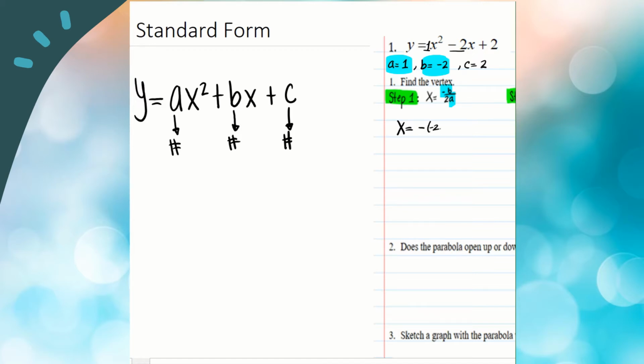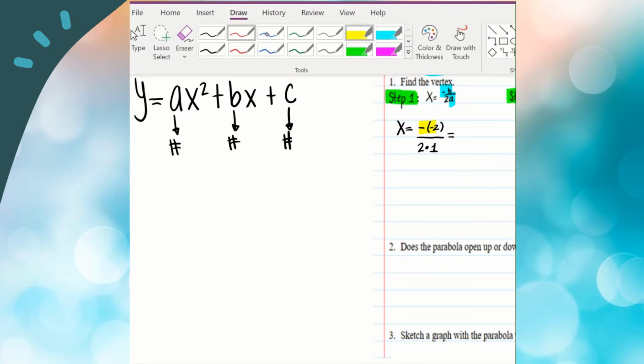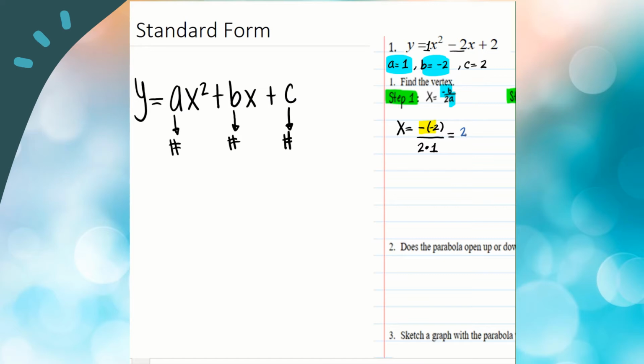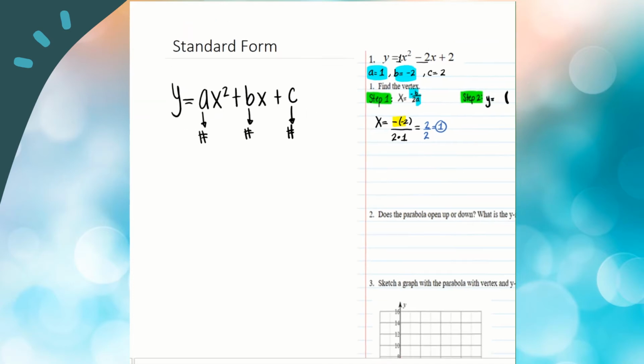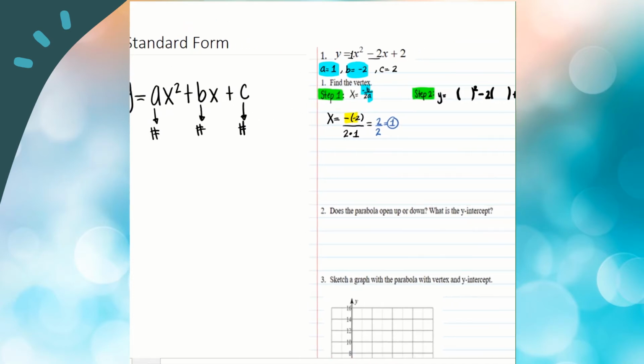So the top is negative b. I know that our b is already negative, but you have to include the original negative sign that it came with. So on top, you end up with a double negative, that turns into a positive, so we get +2 on top, and 2 times 1 is 2. So if you simplify that, you get 1. So that means that your x-coordinate for your vertex will be +1.